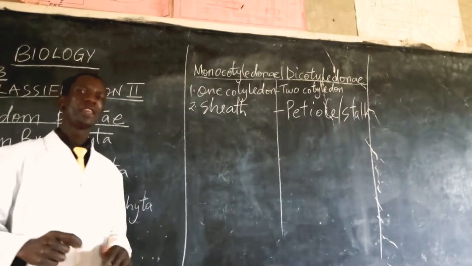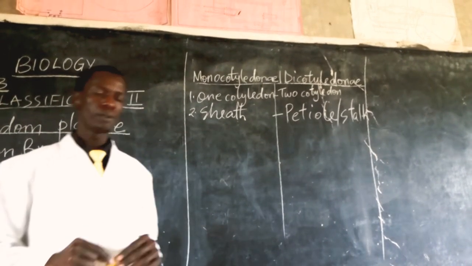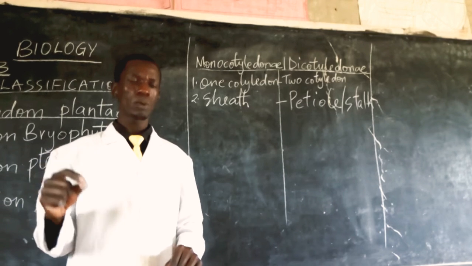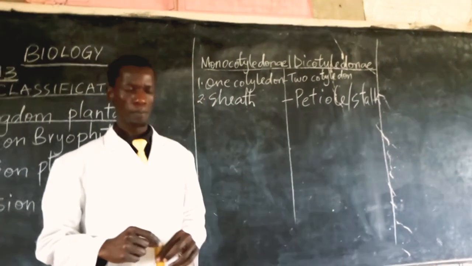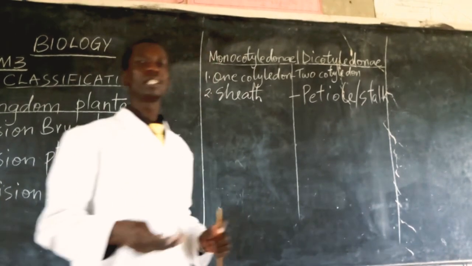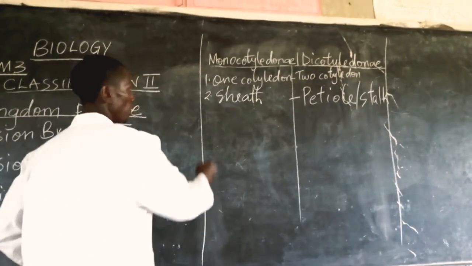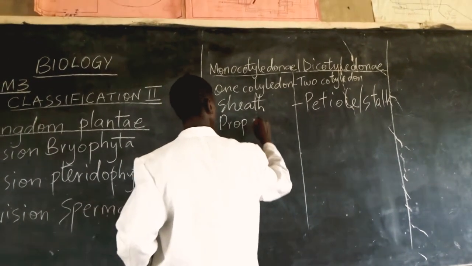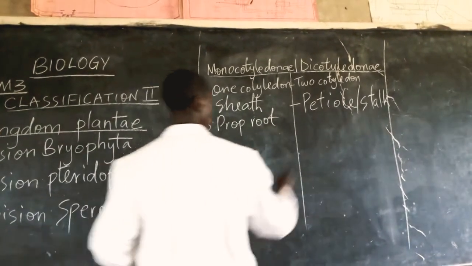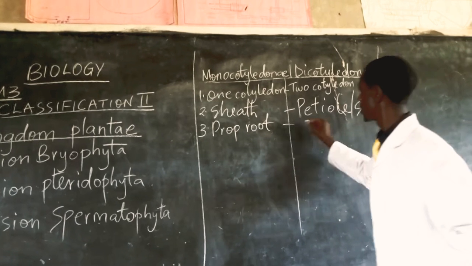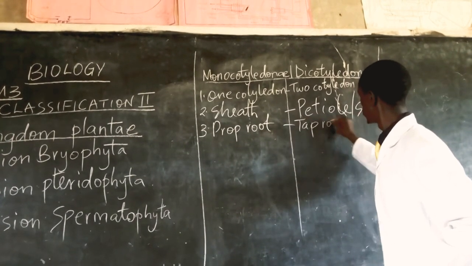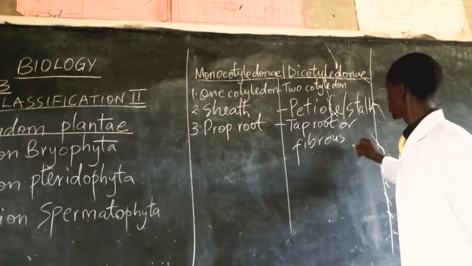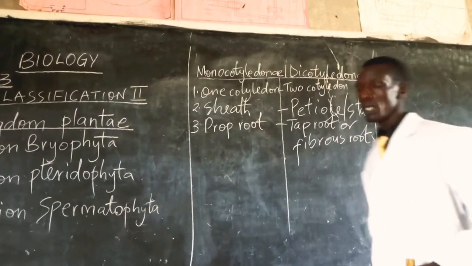When you look at their roots, you'll also realize a difference, whereby the monocotyledonous plants have the fibrous root system, while the dicots have the taproot system. That is also another difference.